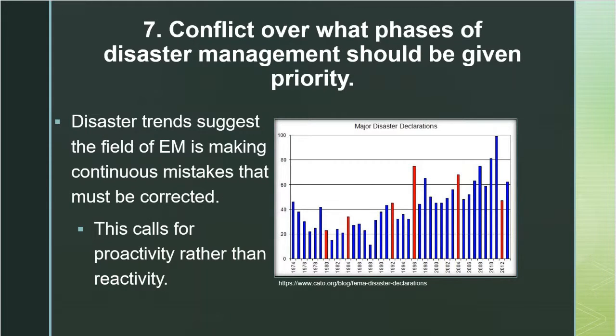7. Conflict over what phases of disaster management should be given priority. Disaster losses are increasing because of reactive methods of EM from the past. Instead, we should have an equal focus on all phases of mitigation, preparedness, response, and recovery.